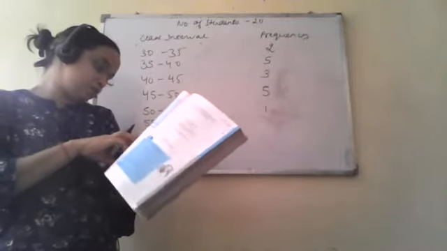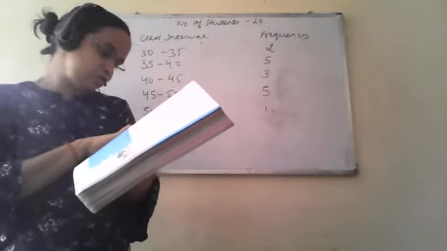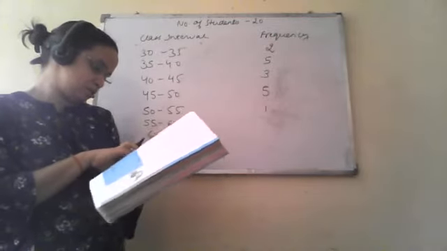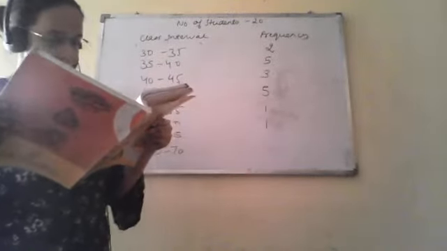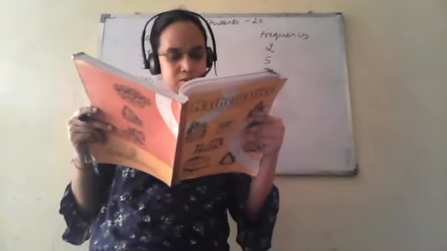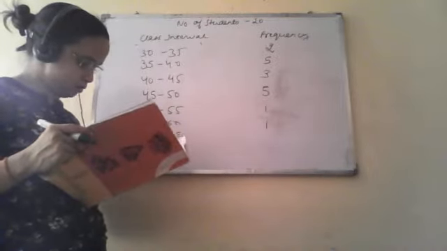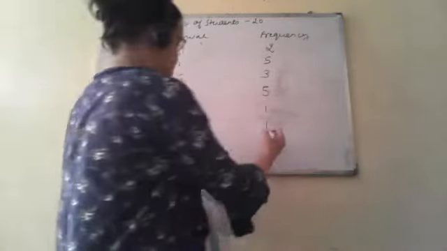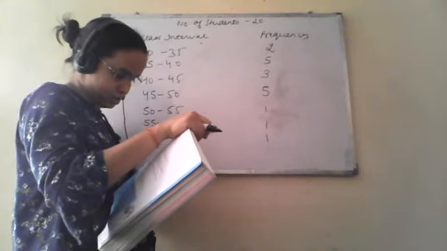Now 55 to 60. So we have this 55. Only one student is there. 60 to 65. There is no 60 to 65, we will have only one, that is 60. Now 65 to 70. This is 65.